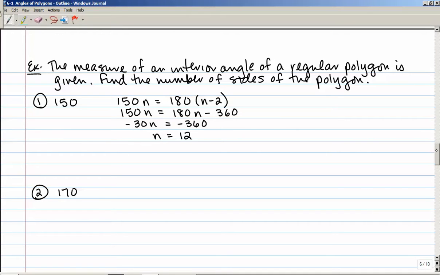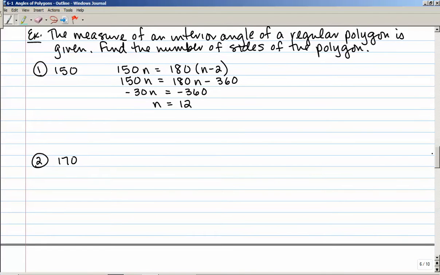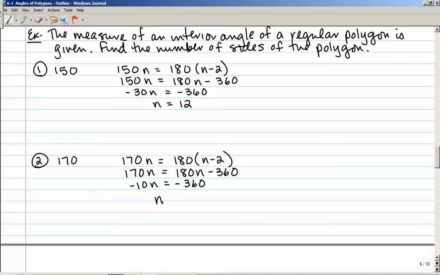of 150 degrees. Suppose our regular polygon has an interior angle of 170 degrees. So 170 times the number of sides should give me the sum of all of the interior angles, which I don't know because I don't know what n is, which is what I have to find. So again, distribute, and we will solve for n. So that's going to give me negative 10n equals negative 360. So n is equal to 36. So the measure of one interior angle of a regular 36-gon is 170 degrees.